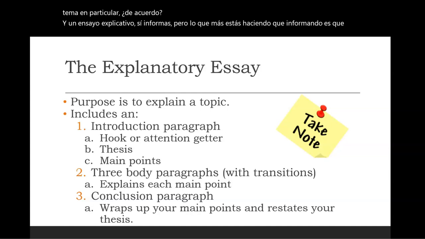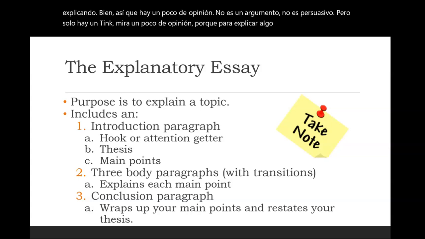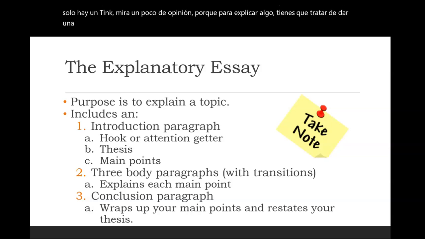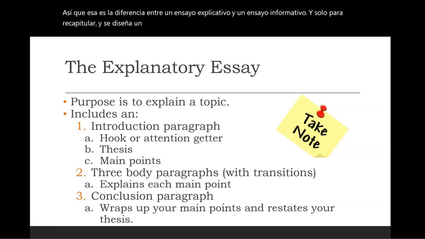So there's a little bit of opinion. It's not an argument. It's not persuasive, but there's just a teensy-weensy bit of opinion, because in order to explain something, you have to try to give an unbiased, objective opinion, okay? So that's the difference between an explanatory essay and an informative essay. Just to recap, an informative essay is designed to inform, to give the reader information, and an explanatory essay, while it does inform, is designed to explain a particular topic, okay?